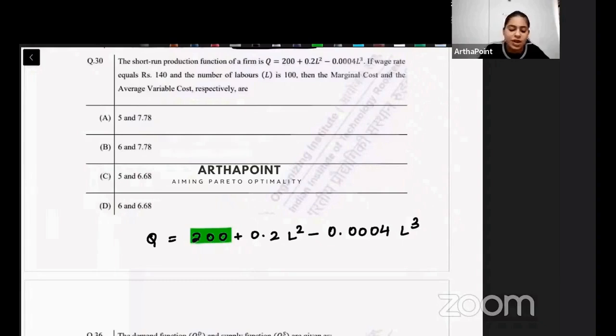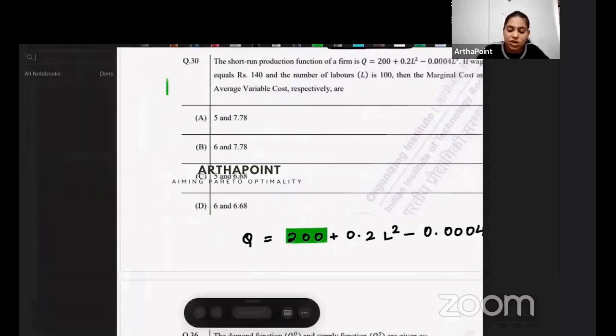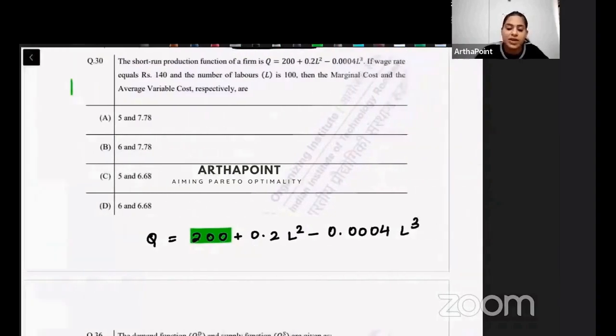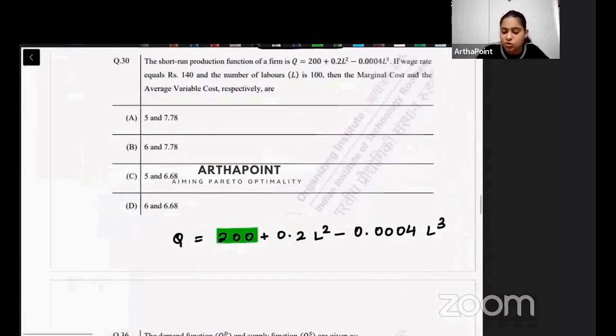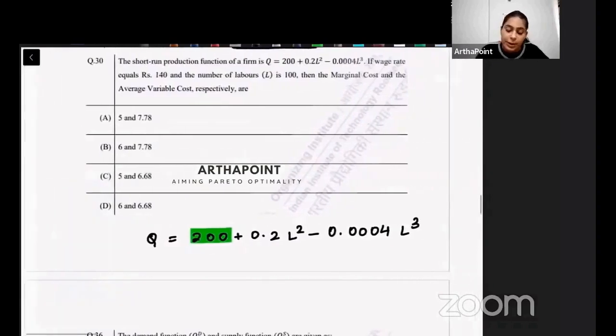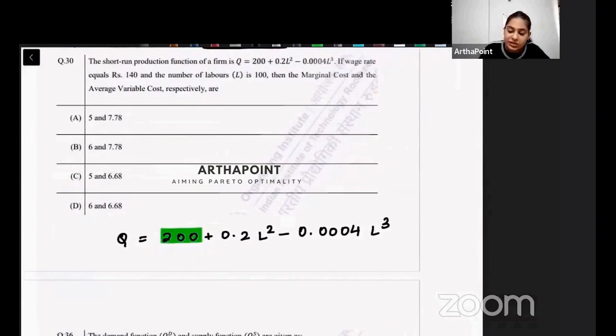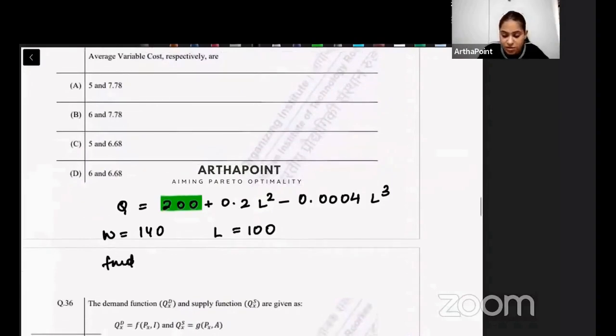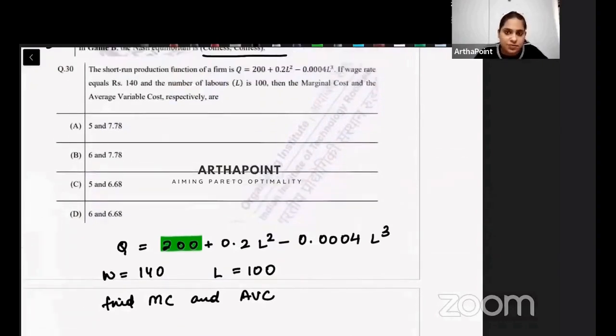Not fixed cost, sorry. I see that they're talking about average variable cost. So that is why I know that this is a short run production. So we have the production function, right? Then they say that the wage rate is 140 and the number of labor is 100. The question they've asked is to find marginal cost and average variable cost. Okay, let us first begin by finding marginal cost.